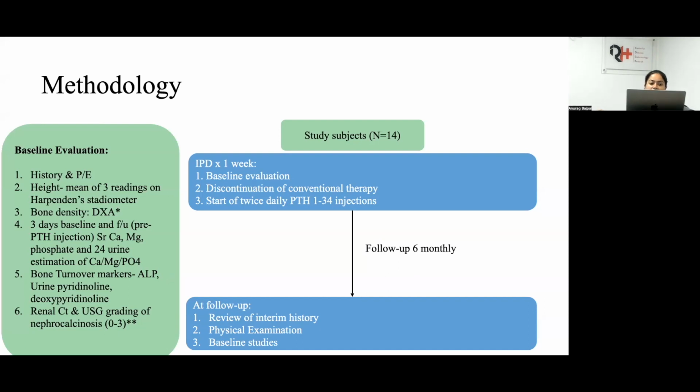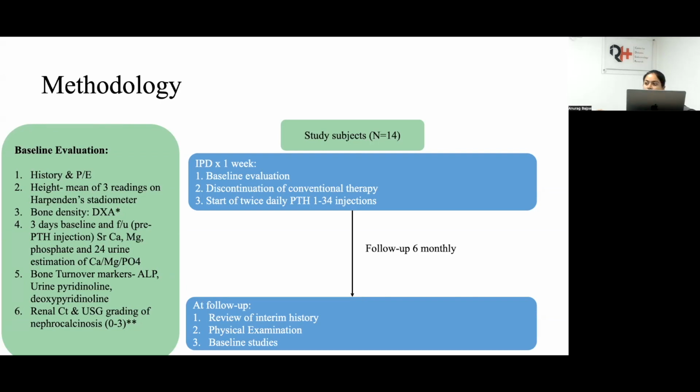As a part of baseline evaluation, height was measured as a mean of 3 readings by Harpenden stadiometer. Bone density was measured with DEXA, annually. For 3 days at baseline and follow-up, that is 3 days initially at the first IPD visit, and subsequently at follow-up, pre-PTH injection serum values of calcium, magnesium, and phosphate, and 24-hour urine estimation of the same electrolytes was done. Additionally, bone turnover markers, ALP, urine pyridinoline, and deoxypyridinoline were done.